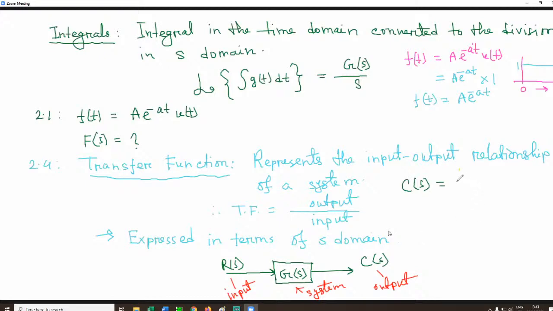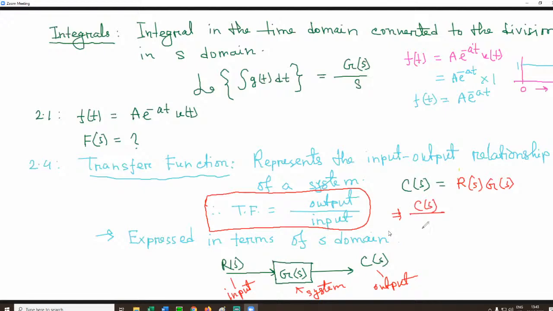And you can write C(s) = R(s) into G(s). Now from here, you know that C(s) is the output and R(s) is the input, right? What is transfer function? Transfer function is nothing but output by input. So if you can write this equation in terms of output by input, then you get the transfer function. So C(s) is the output and R(s) is the input. Then you get G(s). So whatever the system block is, that is actually the transfer function, right?